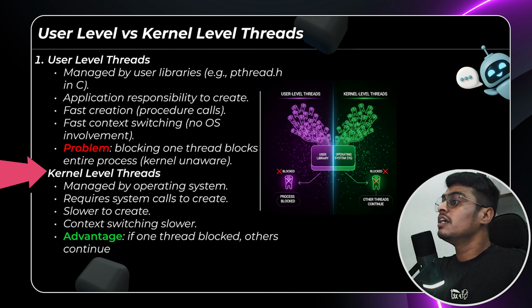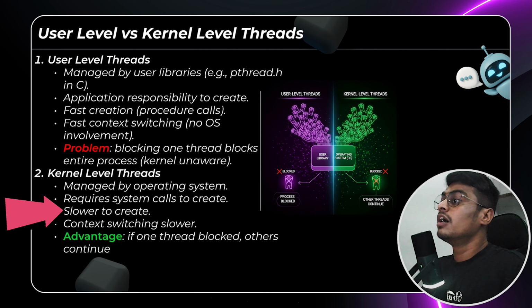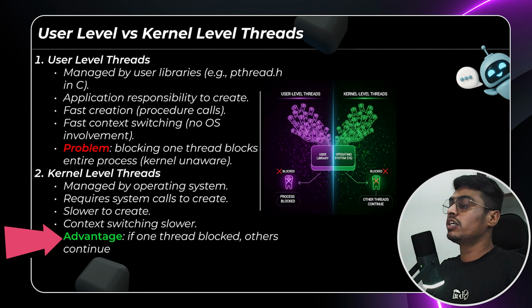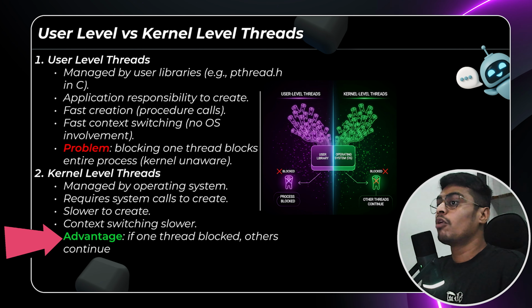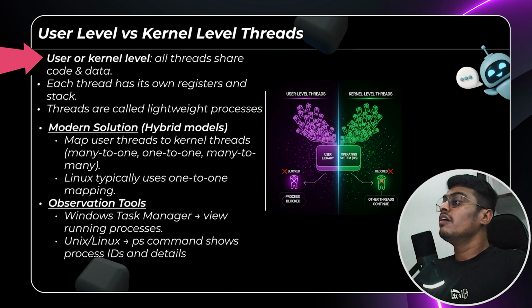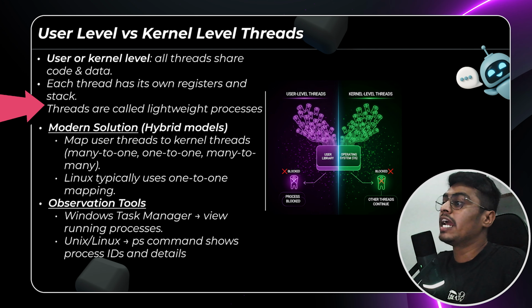But kernel level threads are managed by the operating system itself. They require system calls to create them. They are slower to create compared to user level threads, and context switching is slower due to operating system involvement. What is the advantage of kernel level threads? If one thread gets blocked, the others don't get blocked because the kernel manages them independently. Now what is an important clarification here? Whether user level or kernel level threads, all threads share the same code and the same data. That's what makes them threads. They have their own register sets and stacks, which is why we call them lightweight processes.